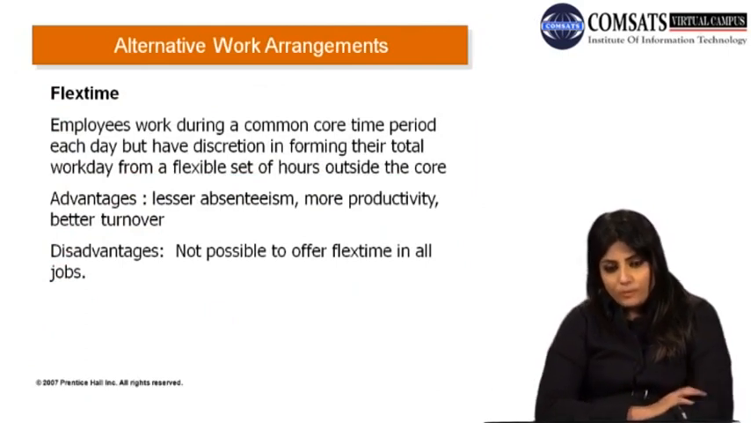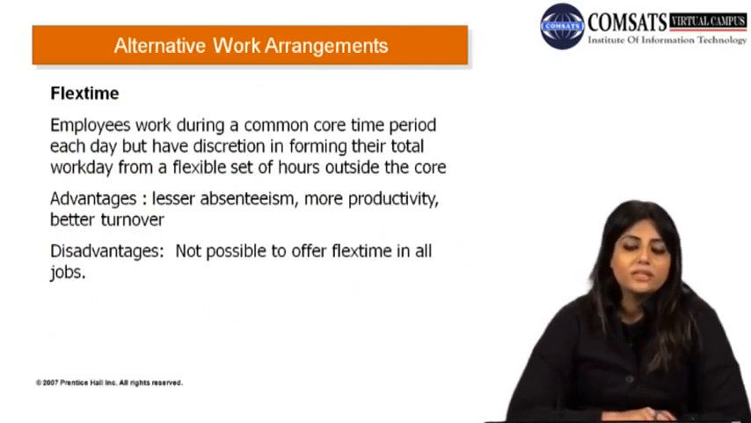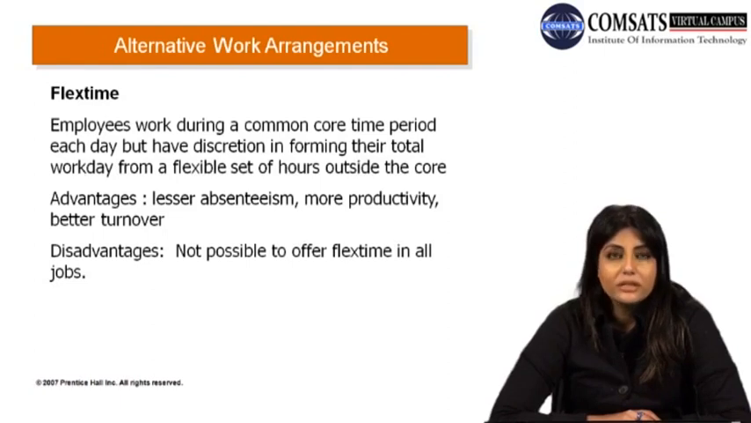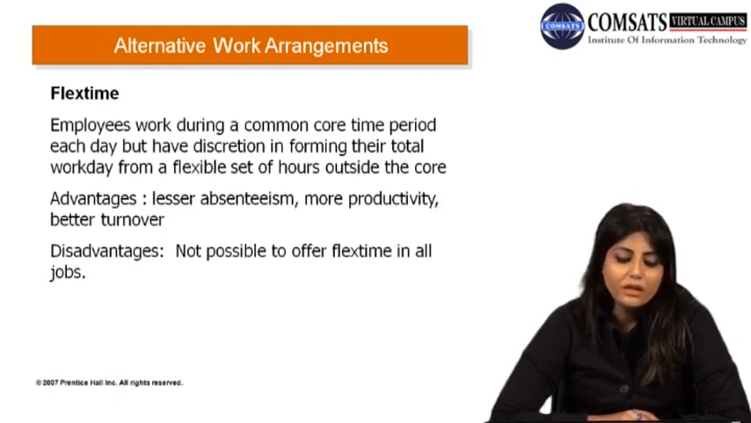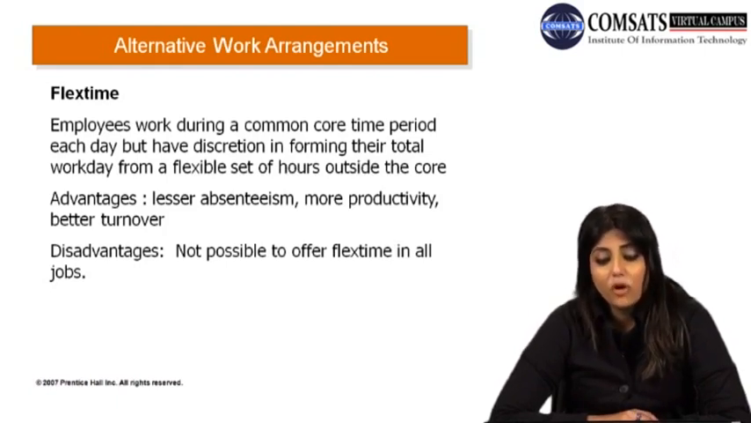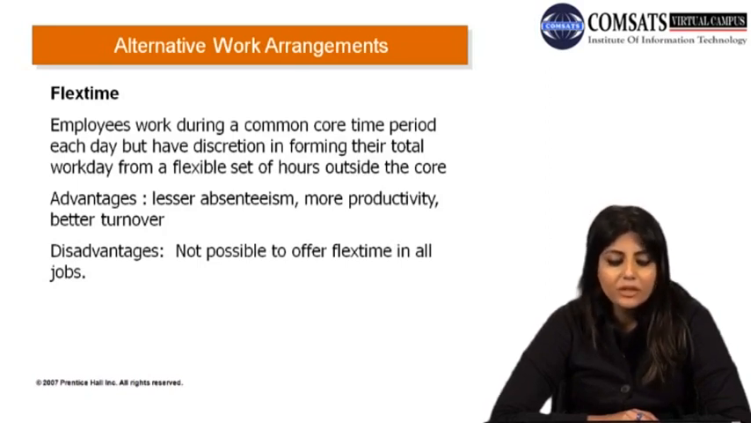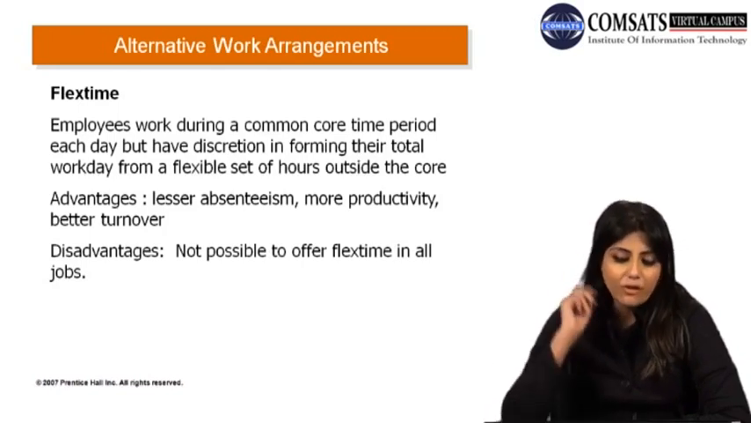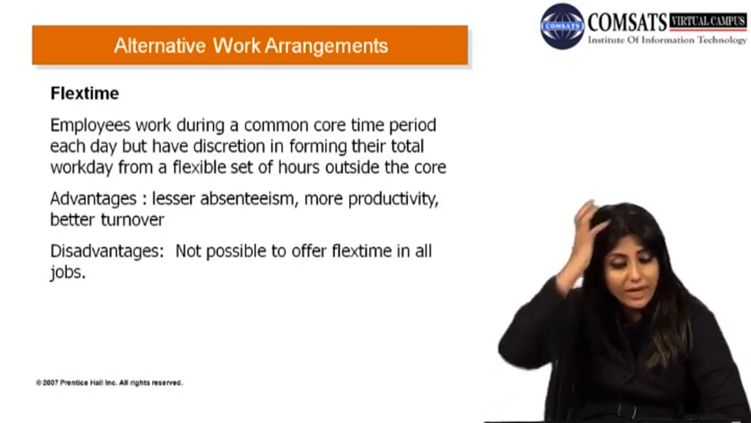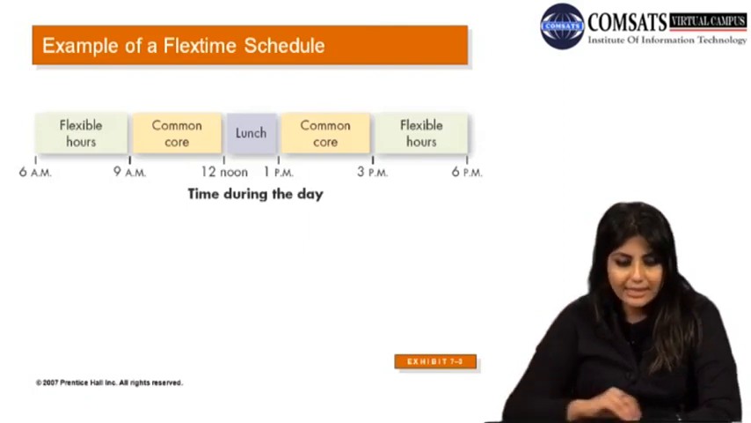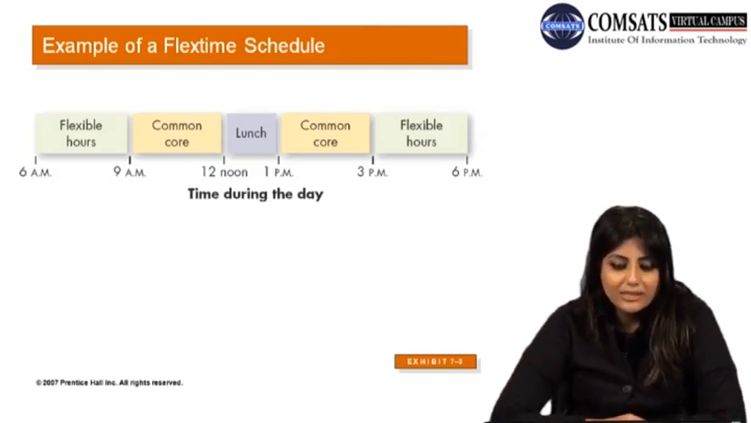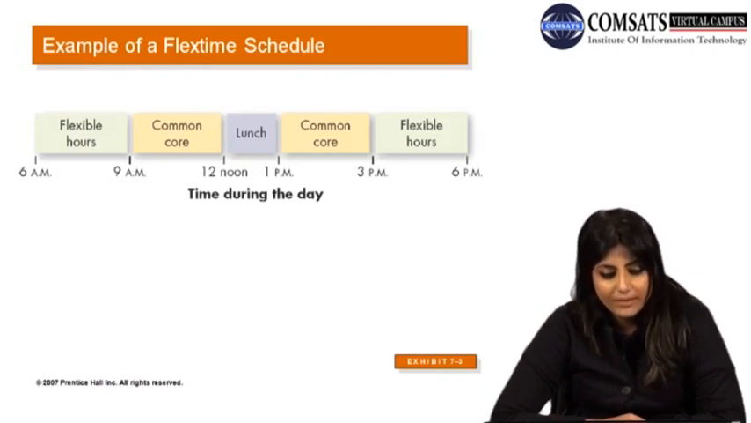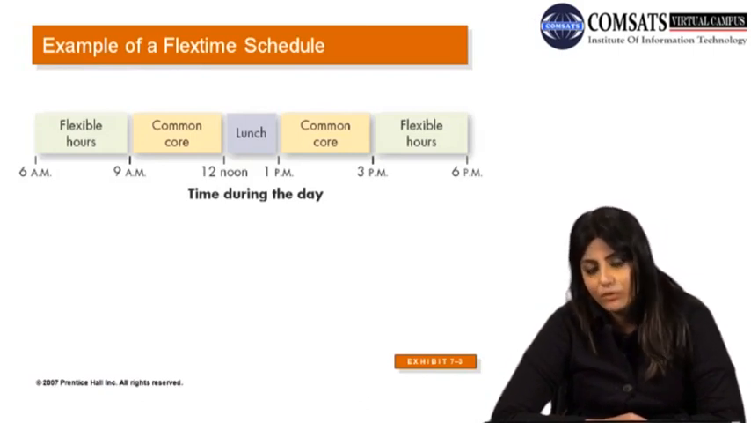Okay, now we have a discussion of all the different alternative work arrangements, and the first one is flextime. Flextime is basically when employees have a common core time period each day, but they have discretion in forming their total work day from a flexible set of hours outside the core time, right? So if we have a look at this example, here you can see that the employee's core time starts at 9 a.m. and ends at 3 p.m.